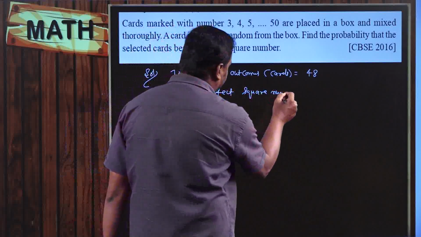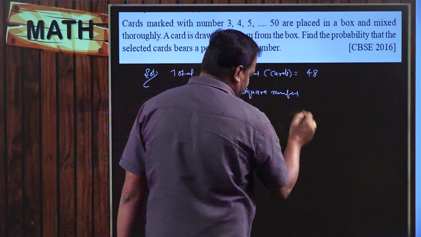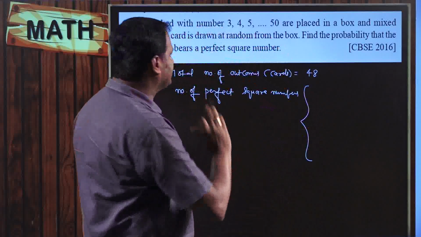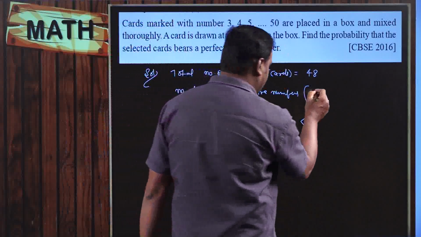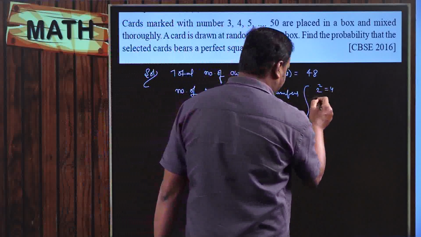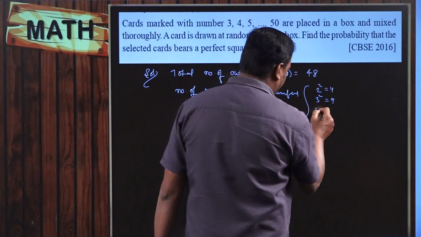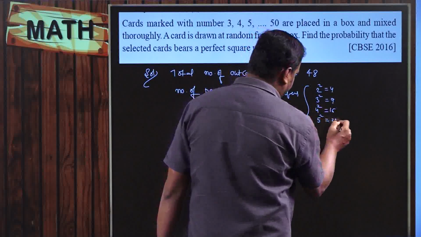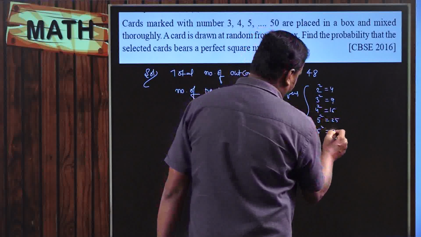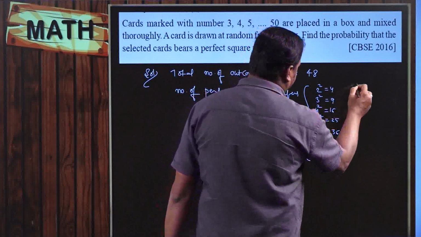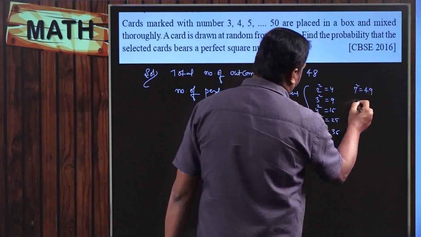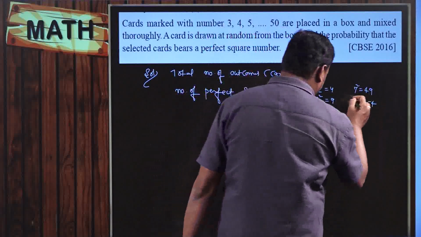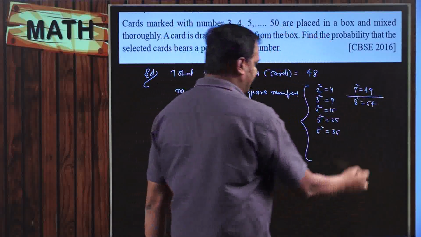Now I am going to list out all these perfect square numbers. So when I am listing out all these perfect square numbers, 1 square is equal to 1 is not there. So 2 square is equal to 4 is there. And 3 square is equal to 9. 4 square is equal to 16. 5 square is equal to 25. 6 square is equal to 36. 7 square is equal to 49. 8 square is equal to 64, but 64 is not there. Therefore, we should consider only up to 49.